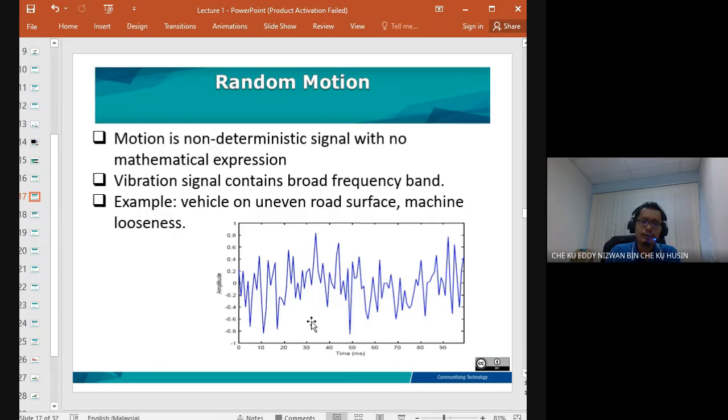So this one is an example, a vehicle on an uneven road surface. Because it depends on the road surface, different road surfaces can produce different vibration levels. Vibration with looseness can also create this kind of vibration response, or motion.